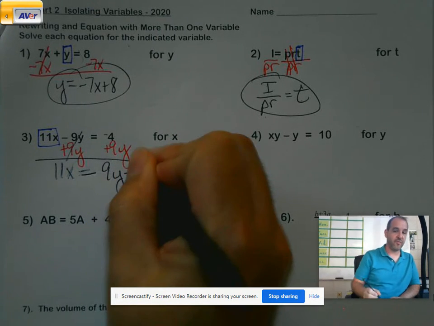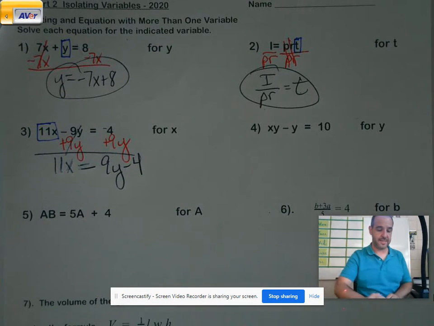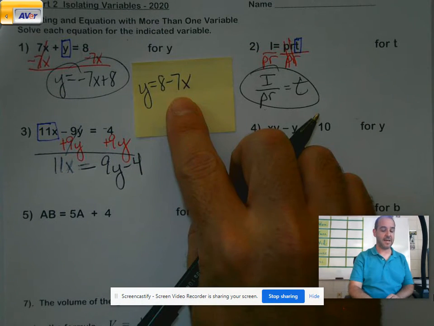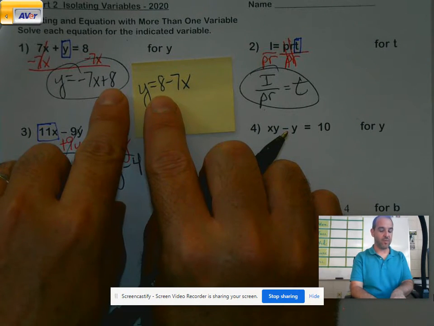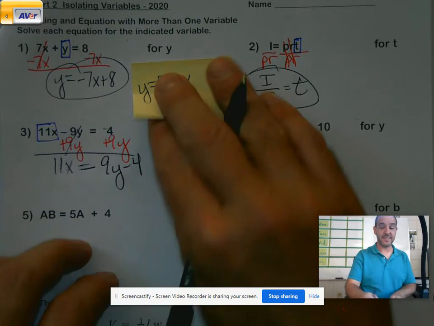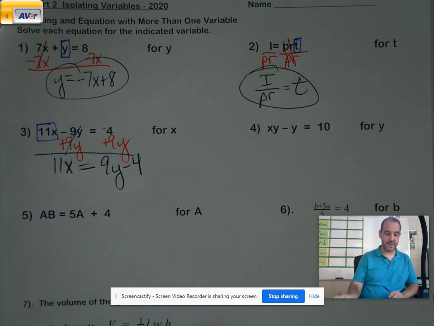9y minus 4. And another thing to keep in mind is if you happen to do it, let's say on the first one, like I had here, and you're looking at my answer key later and you're like, oh, it's wrong. Just watch for your signs too. Oh, the 8's positive. The 7x is negative. They're the same because your answers can be correct and not necessarily look identical.